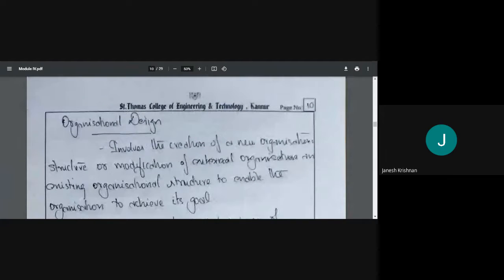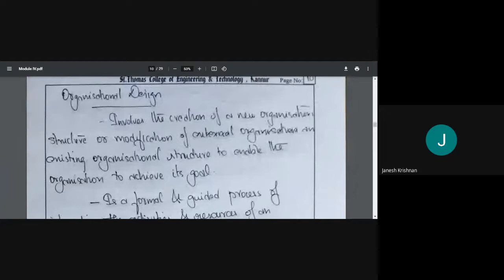Okay? Next, the organization design. So design means it involves the creation of a new organization structure or modification of an existing organization structure to enable the organization to achieve its goal. Okay? So design means, as the term itself says, we are designing, we are creating a new structure or maybe modifying an existing structure.